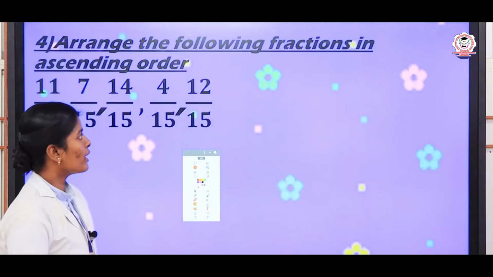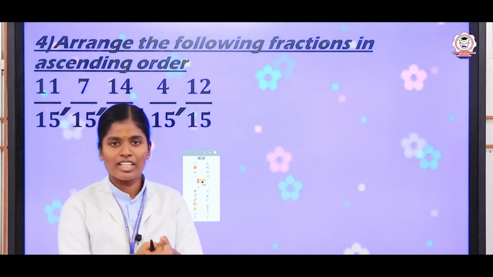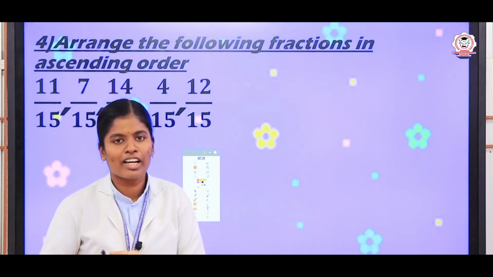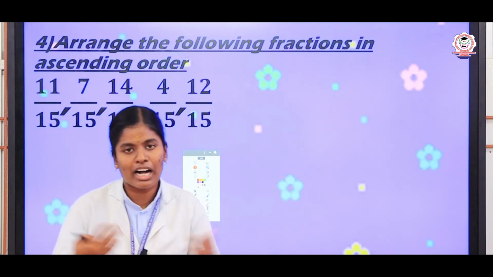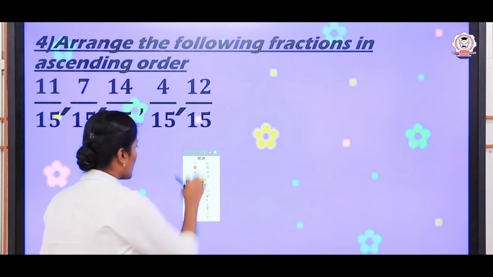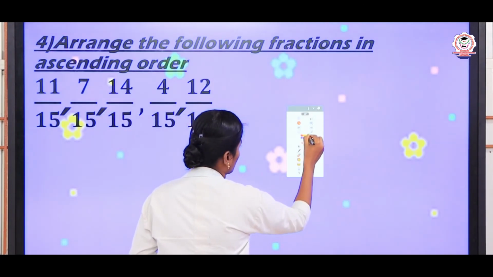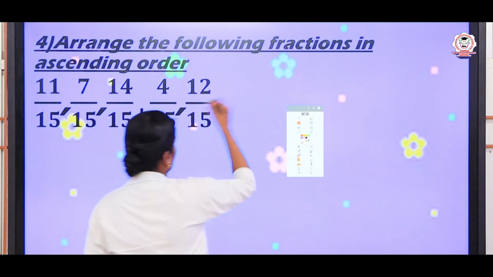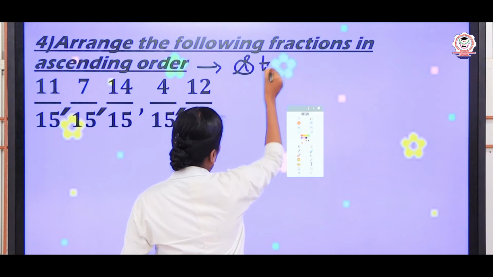And next we have: arrange the following fractions in ascending order. Now tell me Anjali, what is meant by ascending order? Very good. Ascending order means when we are arranging the numbers from smaller to bigger, right? Small to big. So ascending order means small to big.